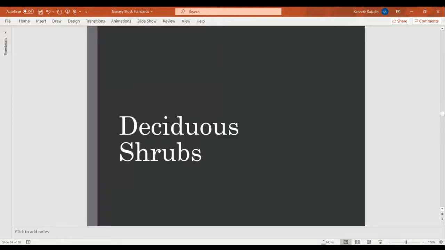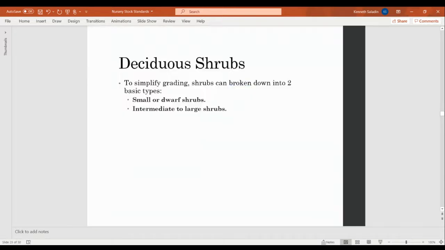Okay, so far we know that if we're talking about deciduous shade trees or flowering trees, those are going to be graded by caliper or stem diameter. If we're talking about multi-stem trees, those are going to be graded by height. So that's what we know so far. Now let's move on to deciduous shrubs and talk about those.